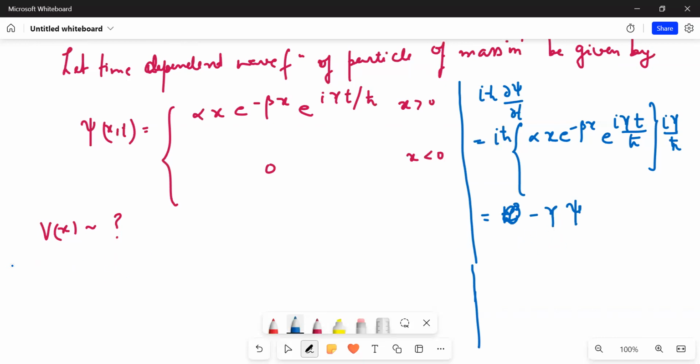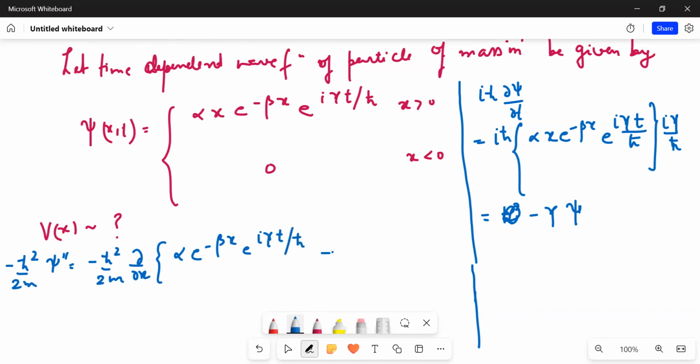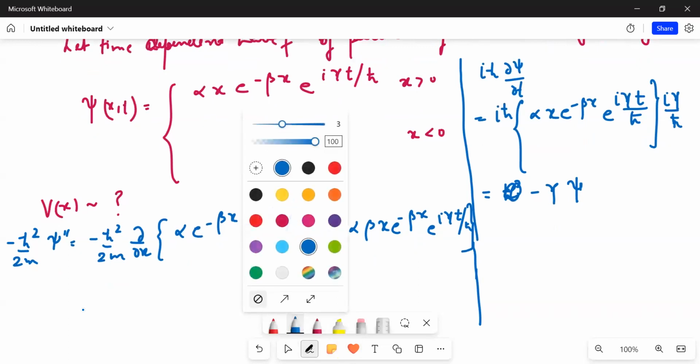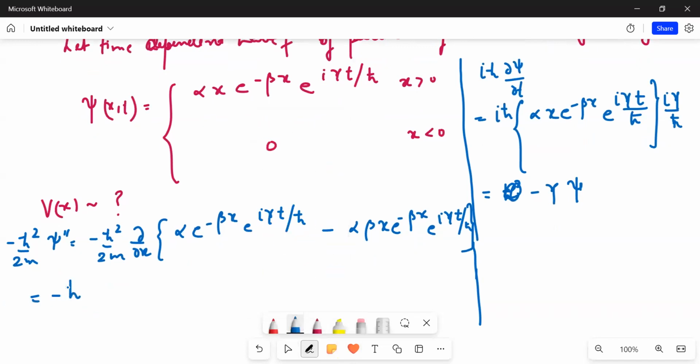And on the right hand side, we have minus H cut square upon twice m psi double dash, which is simply equal to minus H cut square upon twice m del by del x of the first derivative, which would be simply alpha e to power minus beta x e to power iota gamma t upon H cut, and then again minus alpha beta x e to power minus beta x e to power iota gamma t upon H cut. Okay, so this is another thing. So basically now we are going to get minus H cut square upon twice m.